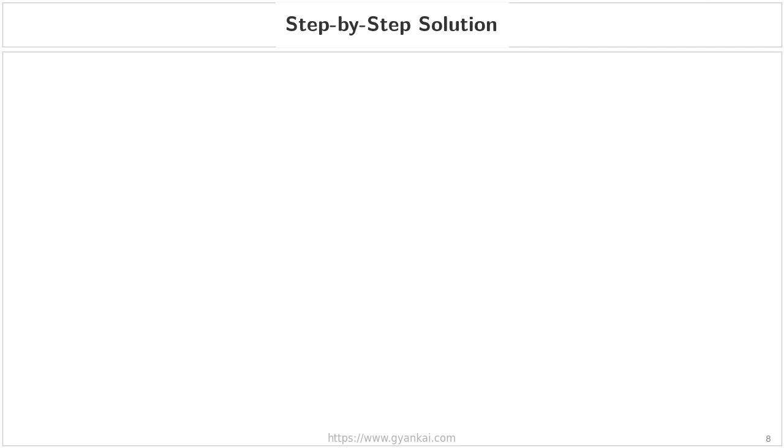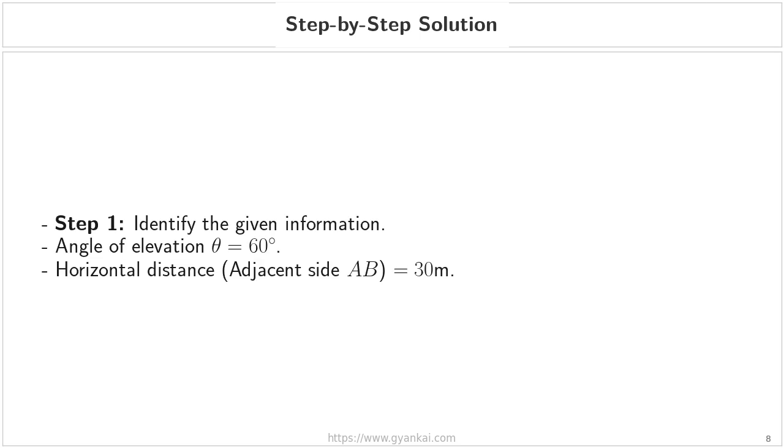Step-by-step solution. In step 1, our first task is to identify exactly what information the problem has already provided to us. Looking at our diagram, we can see that the angle of elevation, which we represent as theta, is 60 degrees. We also have the horizontal distance, which is the side adjacent to our angle, labeled as AB, and this is given as 30 meters.